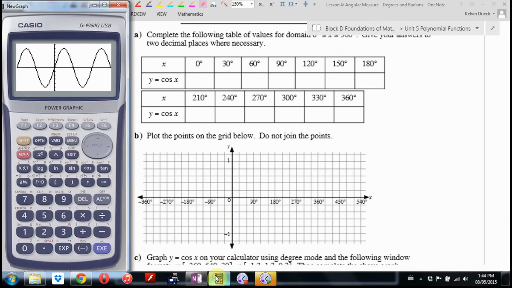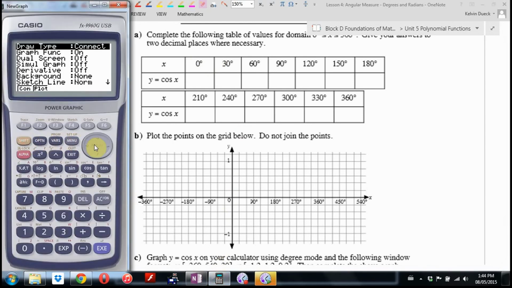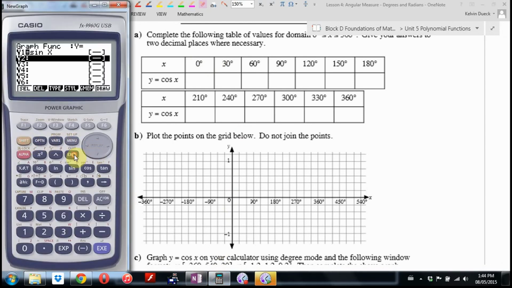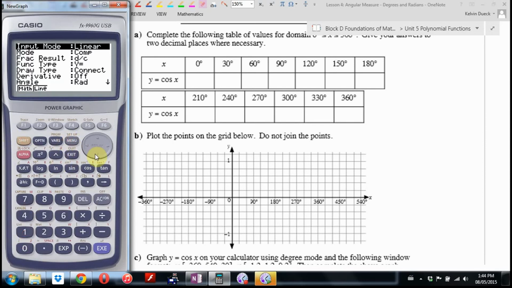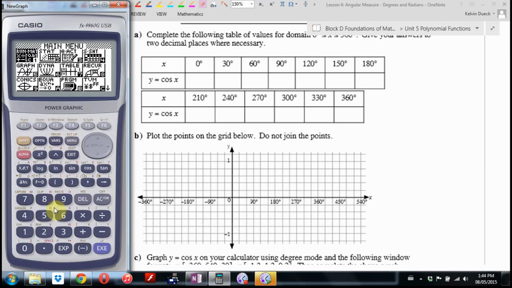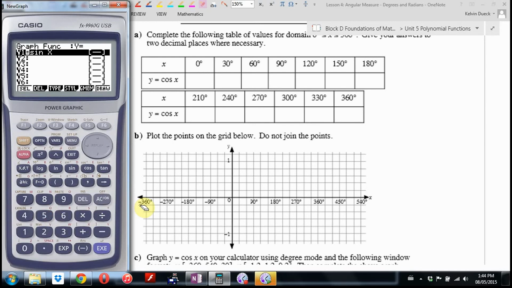Okay, so can you put your calculators, shift, setup, to degrees, please? I have to go to this menu first. Shift, setup, degrees. And then go back to the graph menu. Are your calculators in degrees now? Okay. I'm going to graph cos x, and I have to change my view window.